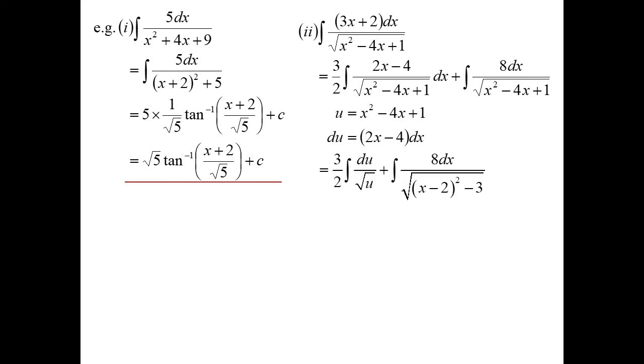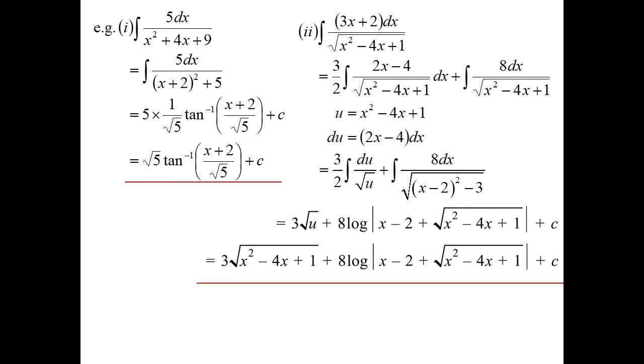The second one, I'll complete the square. So I've got x minus 2 all squared. To balance out the plus 1, I need to subtract 3. So first one, 2 root u. Second one, square root of x squared minus 3. That was the log one. So I've got 3 root u. But then we've got 8 lots of the log, x minus 2 plus, and then the square root, it just matches the square root that we had in the question. So square root of x squared minus 4x plus 1.